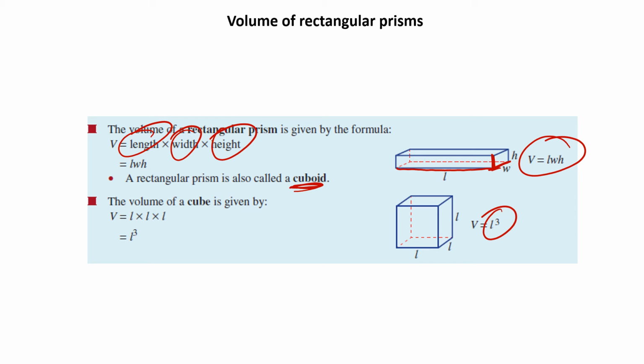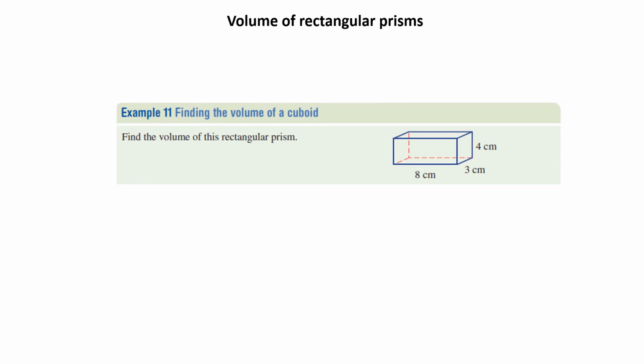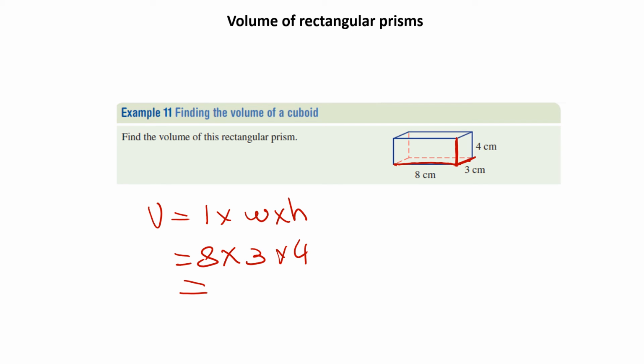So let's go through an example. This is a volume of a cuboid, not a cube. In this case, it's a rectangular prism. Remember my formula, V equals length times width times height. So my length is 8, so I'm going to write 8 times my width, which is 3, times 3, and then I'm going to multiply it by my height, which is 4. And if I put that in and calculate that, I'll get 96.